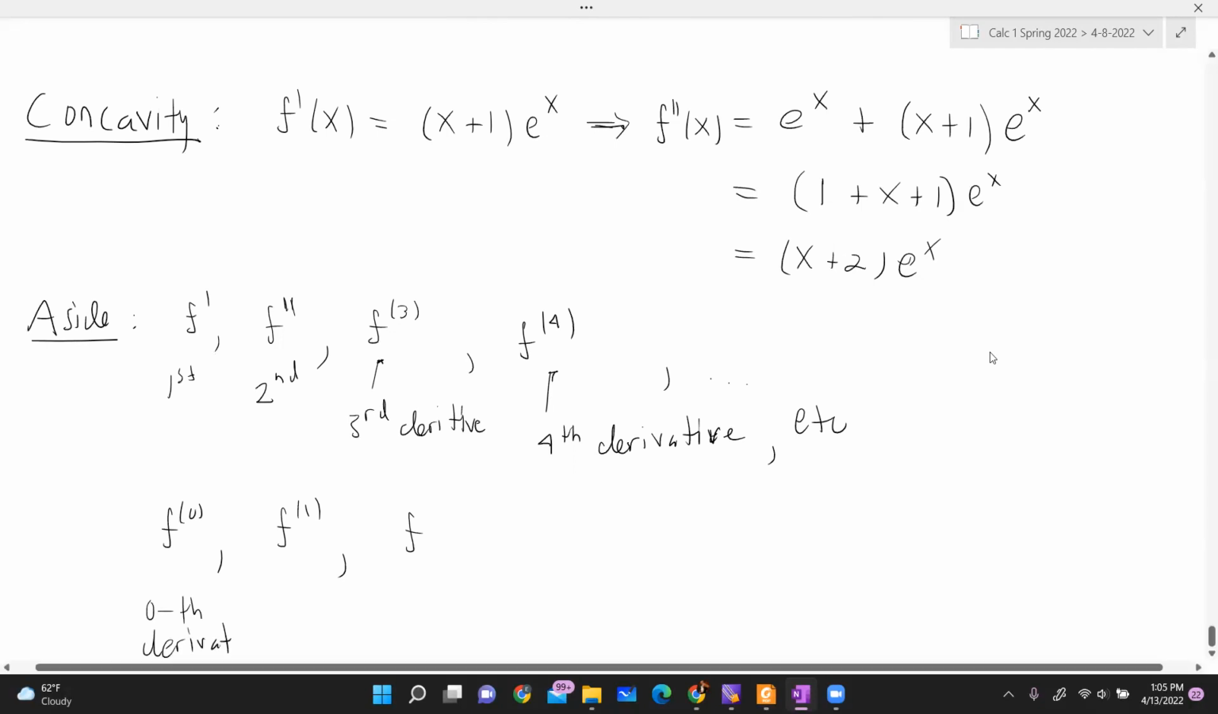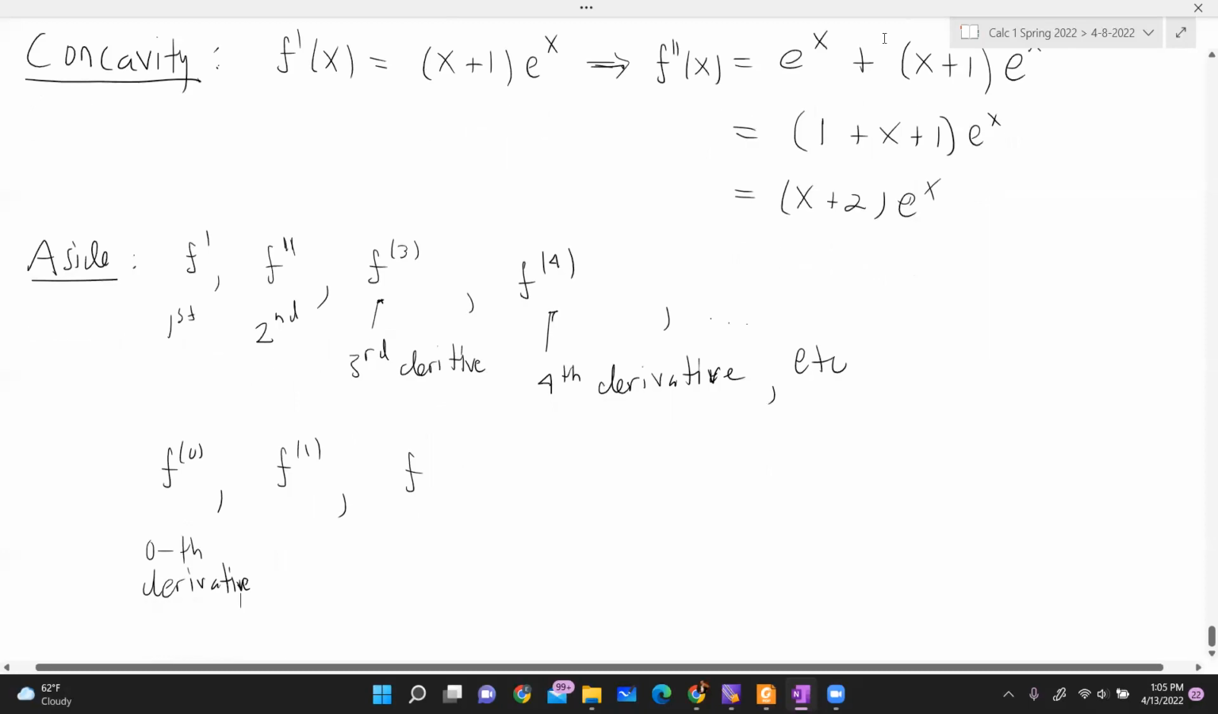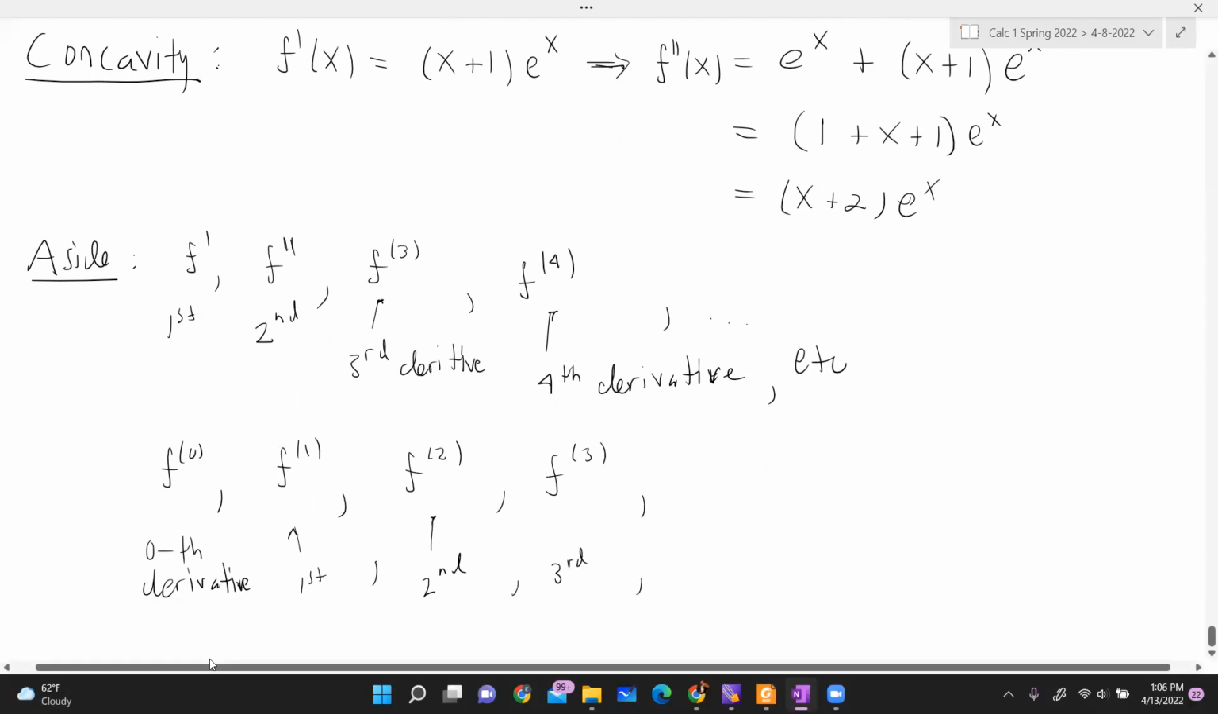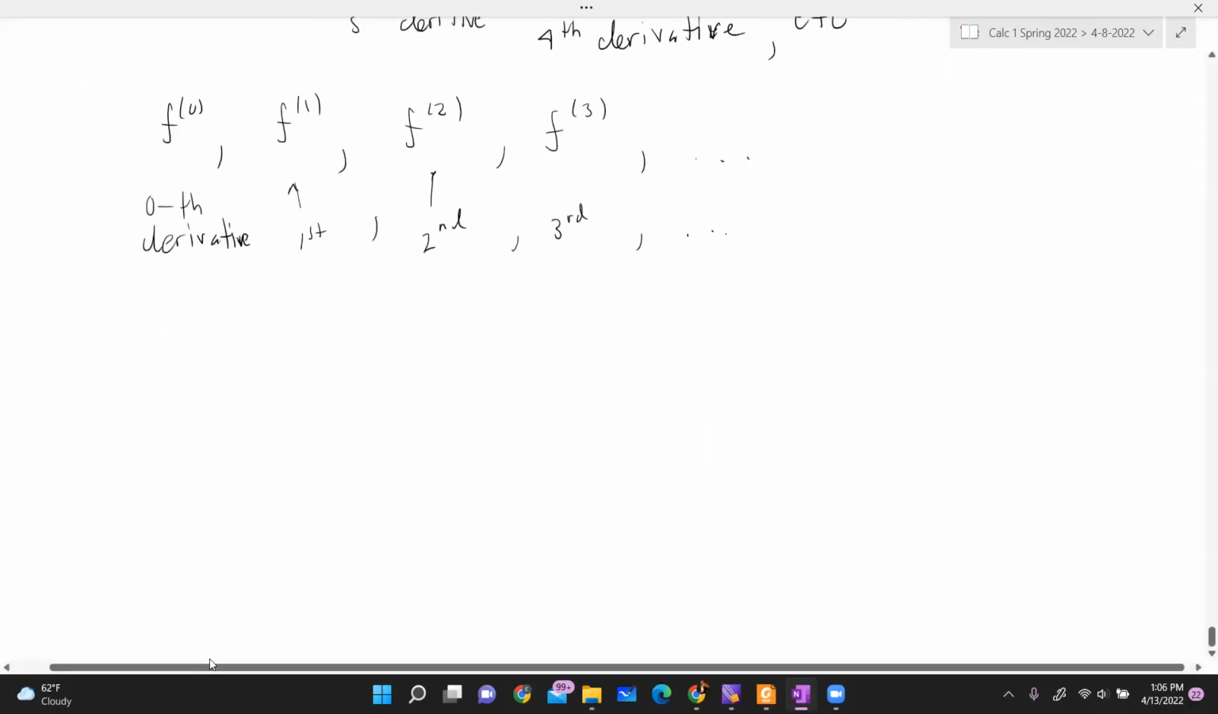Sorry, I'm just going off on a side because I want to introduce this notation and then write something down for you, because there's a pattern that's emerging as you take derivatives of this function. So this is the 0th derivative, meaning that you don't take the derivative at all. This is the first. This is the second. And then you've got, this is the third. And then it just keeps going on, fourth, fifth.